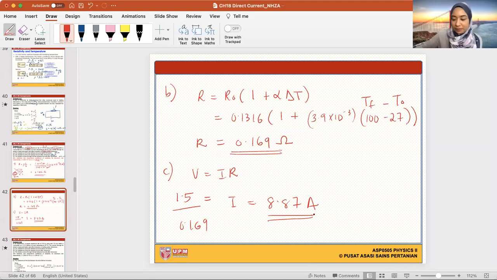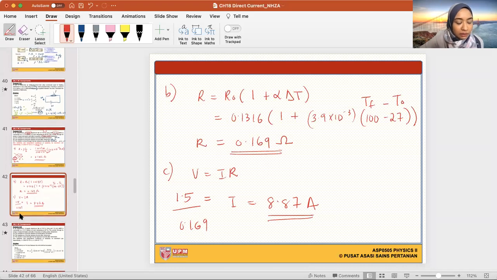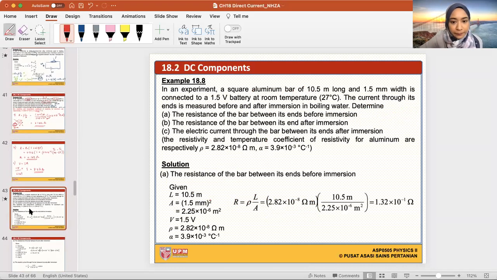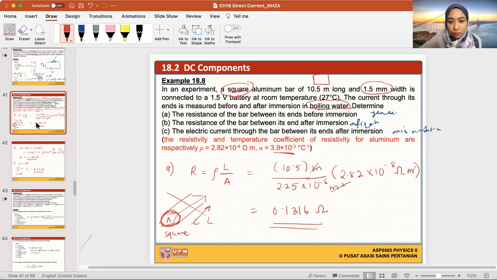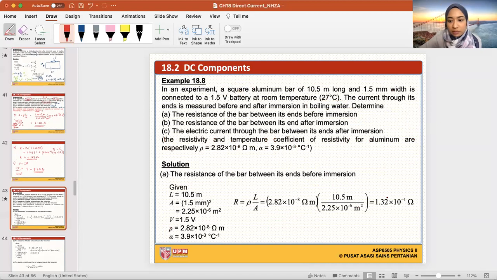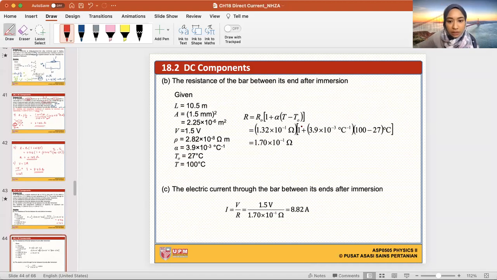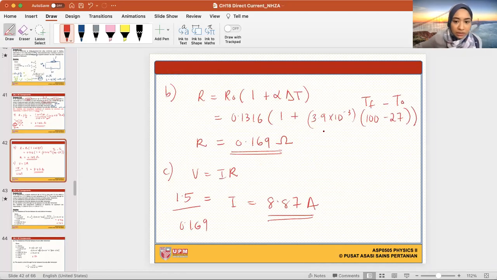Saya pun tak tahu jawapan dia, tak apa. Okay, alright, thank you everyone. So let's see if we got it right. Tadi kita dapat 0.1316 or 1.32 times 10. So this is 0.132 or 0.1316. Yay, we got it right. So good job. Next one, the answer is 0.17. What did we get? 0.169, which is 0.17. Yay.